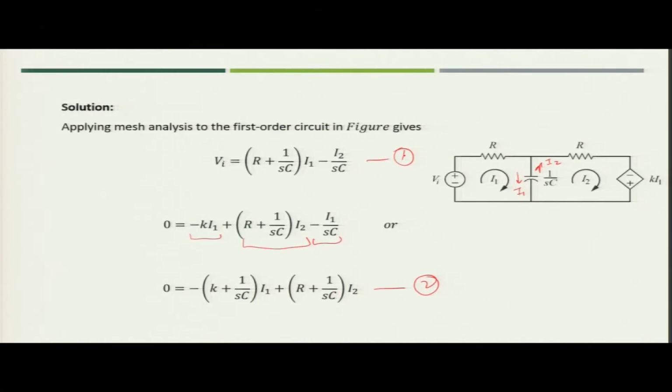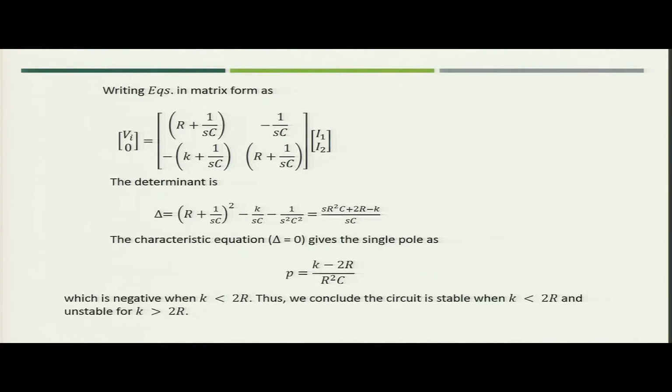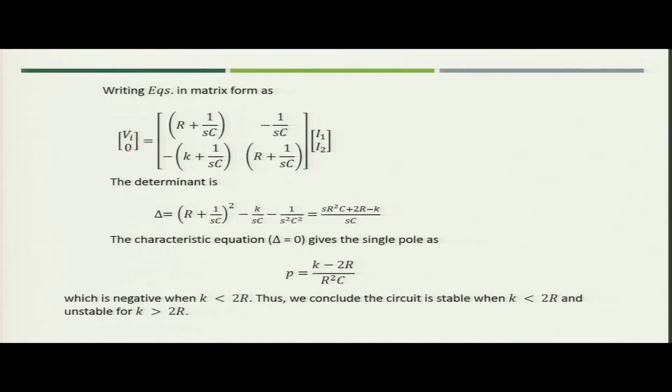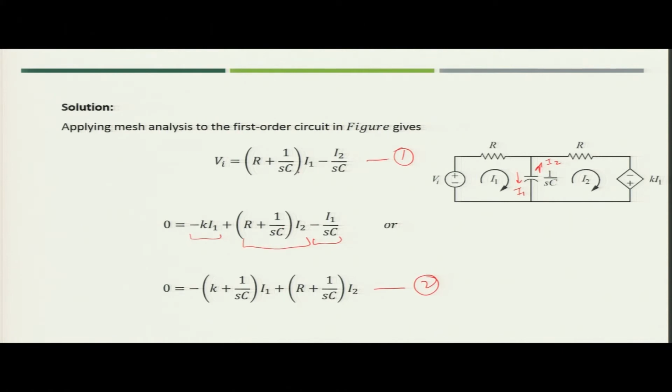If you represent them in matrix form, how will you write? You can write these two equations as V1 on the left hand side, and here the value is 0. So, you will write V1, 0, then you will arrange the components. Corresponding to I1 we have R plus 1 by Sc, and for I2 it is minus 1 by Sc, and similarly in the second row, the I1 component is K plus 1 by Sc with a minus sign, plus R plus 1 by Sc for I2.